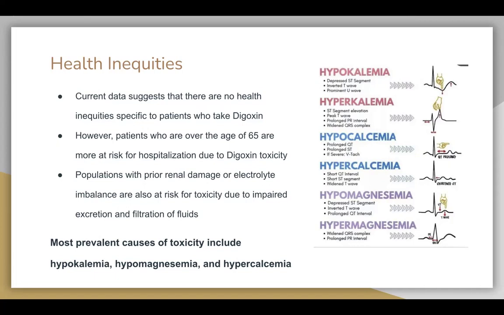And electrolyte imbalance toxicity occurs because their body is excreting more fluid or losing more fluids to evaporation and other mechanisms. So down below it says most prevalent causes of toxicity include hypokalemia, hypomagnesemia, and hypercalcemia. As we know, the elderly population is already at an increased risk for this, and having lower levels of these needed minerals in our body can cause toxicity.